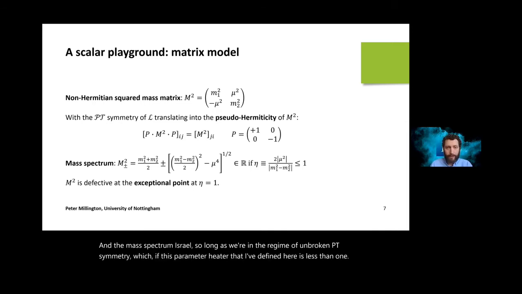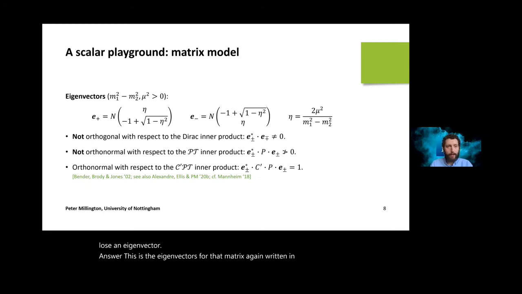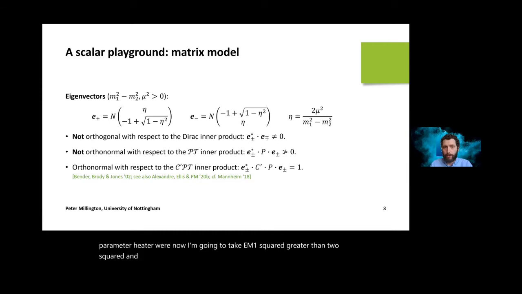And when this parameter eta is equal to 1, then we hit the exceptional point where this mass matrix becomes defective, it has some Jordan canonical form, and we lose an eigenvector. And so these are the eigenvectors for that matrix, again, written in terms of this parameter eta, where now I'm going to take m1 squared greater than m2 squared and mu squared positive, so I can drop all those modulus signs on the expression for eta.